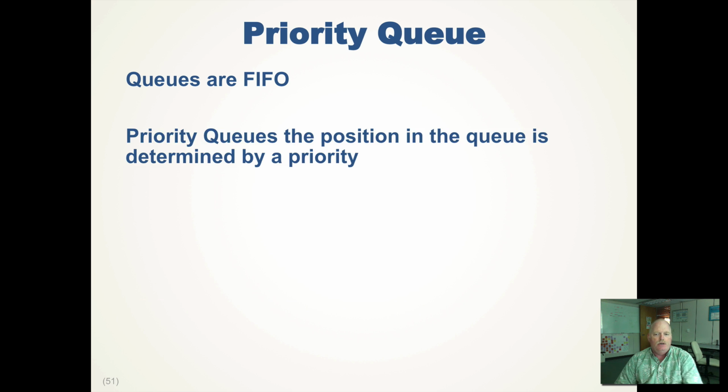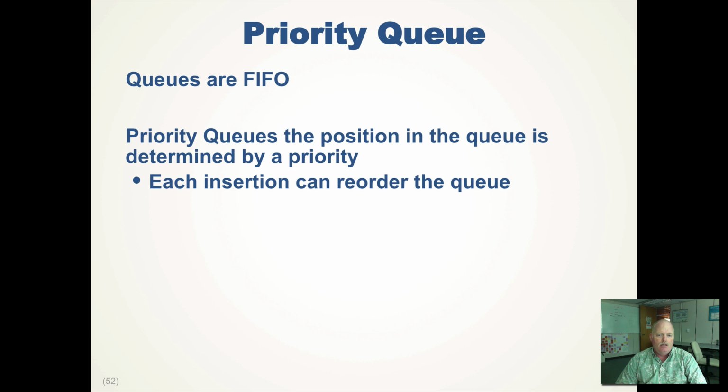So we want to put you into the queue determined by your priority. So the first class customers go first, and the second class customers go second. If a first class customer arrives to a priority queue, they get moved to the front of the queue. So each insertion can reorder that queue. If a higher priority person or thing comes into the queue, they get shifted up to their right position based upon their priority.